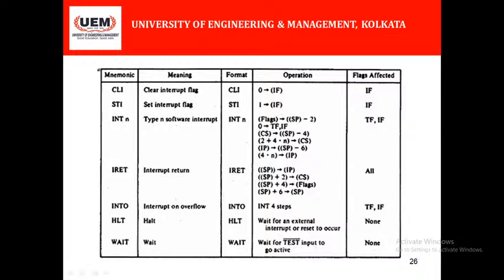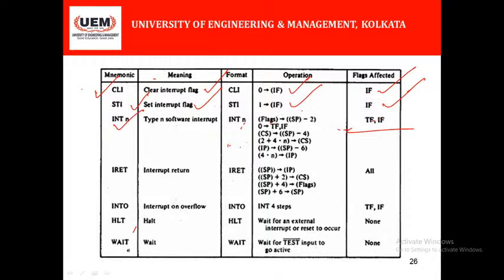So we are observing here in this table several types of interrupt related instructions. For example, CLI will perform this act: clear interrupt flag, it becomes 0, and the flag affected is IF. Next is STI. STI stands for set interrupt flag. S is for set and I for interrupt. So set interrupt flag, whenever this flag is 1, then the flag is affected.